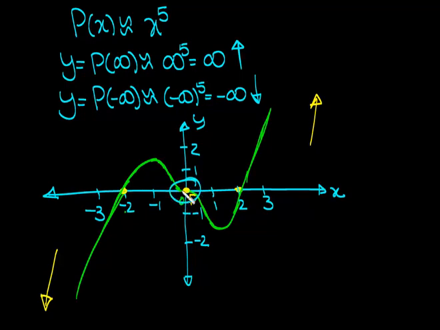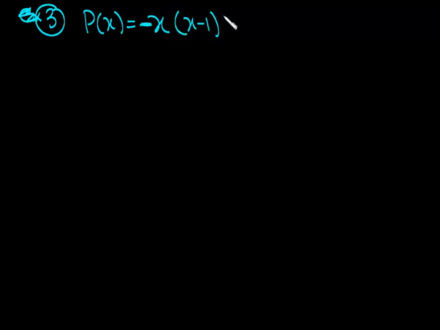So if we did not know this idea of flattening, we would not know that's what it does there. Let's take a look at 2 more examples and then we'll be done. Example 3. So let's say you have p of x is equal to negative x times x minus 1 cubed, and then we have x plus 2 squared.